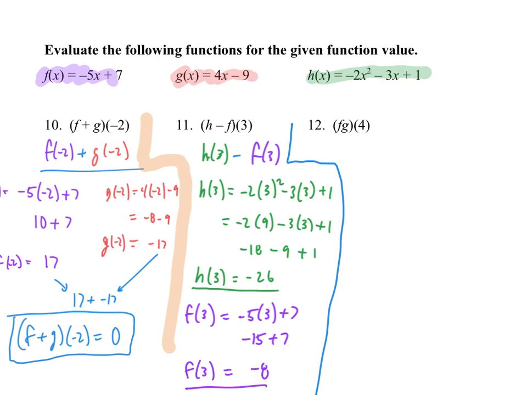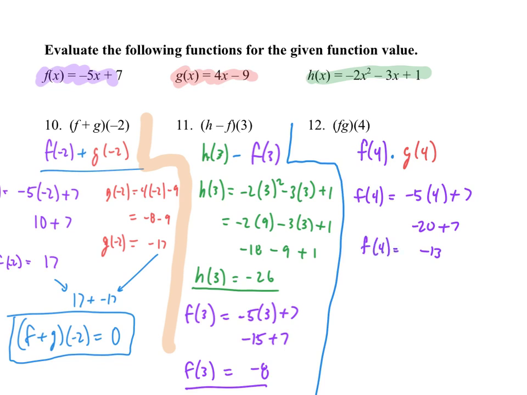This says fg of 4. So remember what that means. We want to take function f at 4, and we're going to multiply it to g at 4. So again, what I'm going to do is start off by figuring out what f of 4 is. So it's negative 5 times 4 plus 7. Negative 5 times 4 is negative 20. Negative 20 plus 7 is negative 13. So there's my f of 4 value.